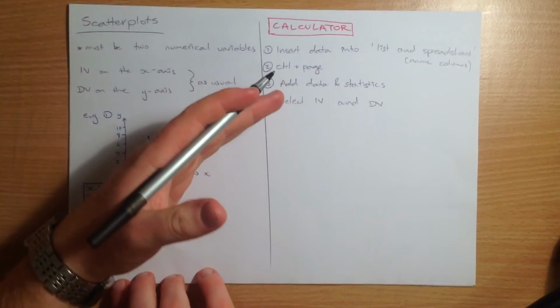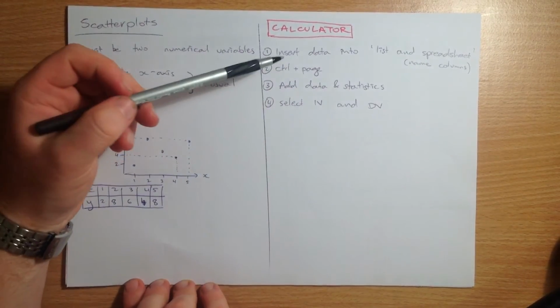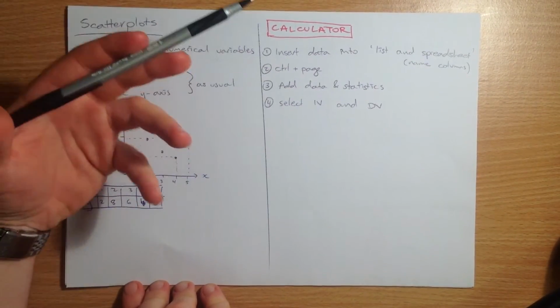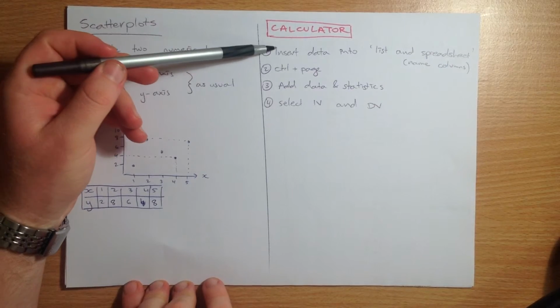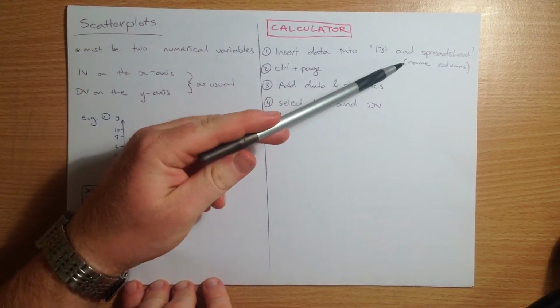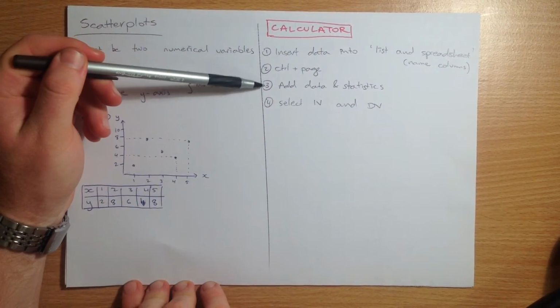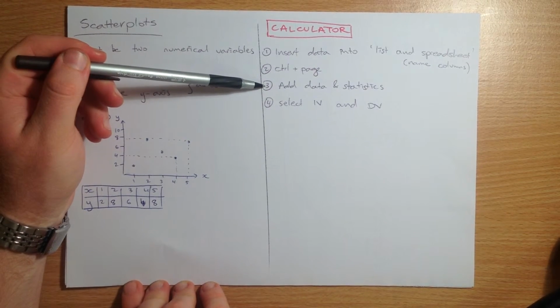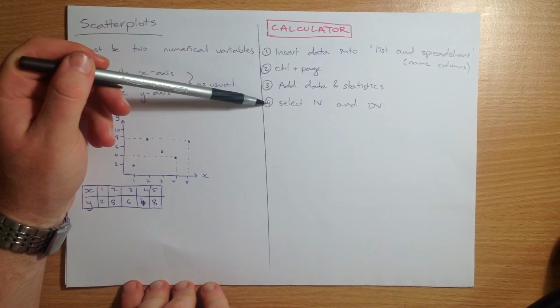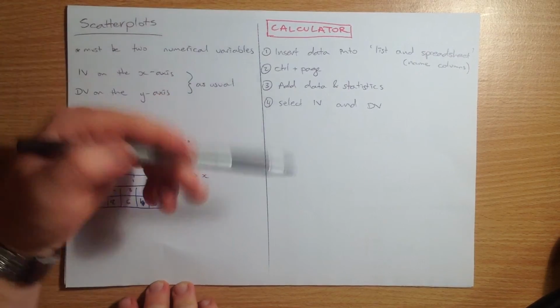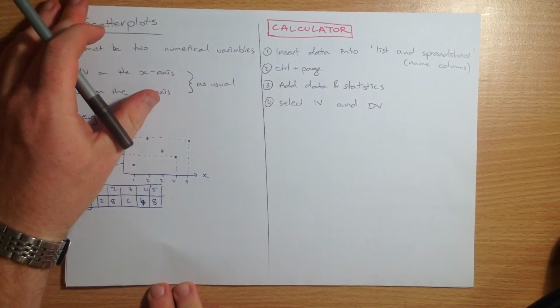So mostly we'll be doing it on a calculator. It's a pretty simple process. It's like we're doing a box plot, we just don't change it into a box plot. So we put the data in our list and spreadsheet, and we always name the column. We add a new page, and we add data and statistics, like our graphing page, and then we just put in the independent variable and the dependent variable. We'll just select them on our calculators. Pretty straightforward.